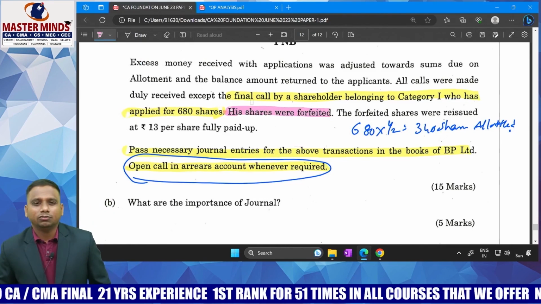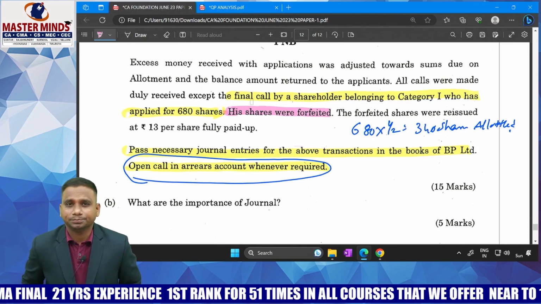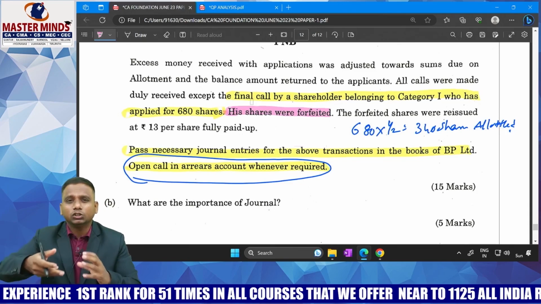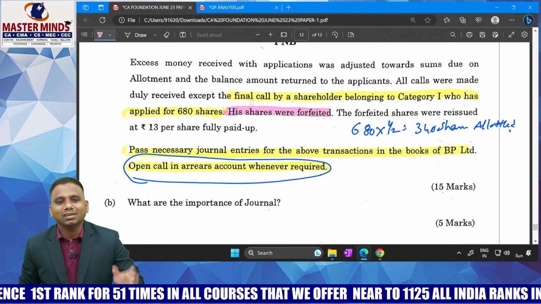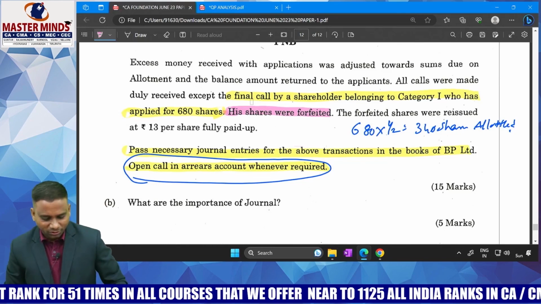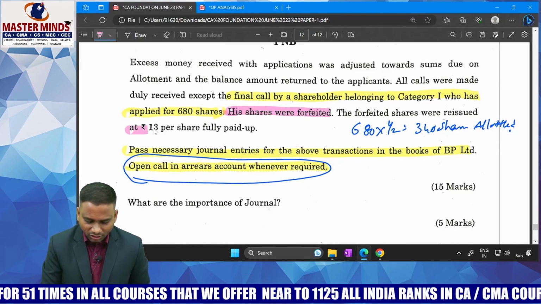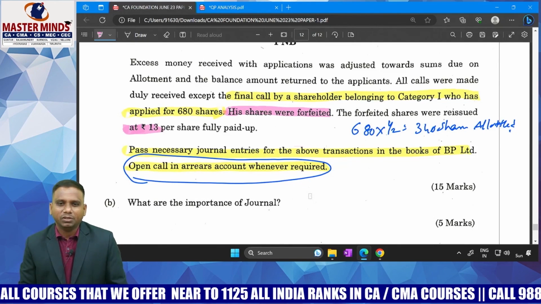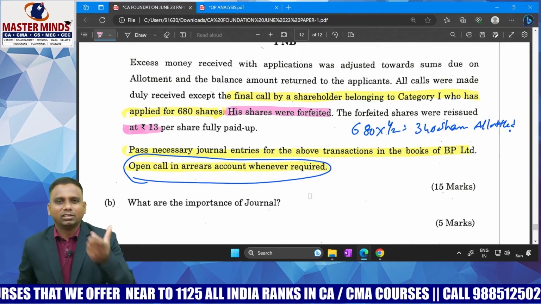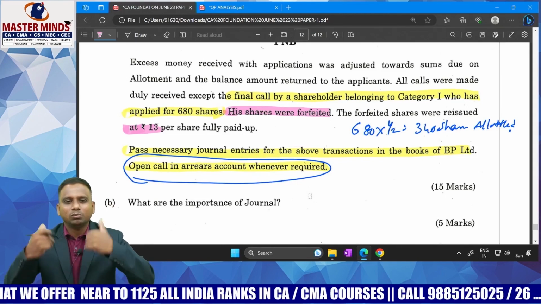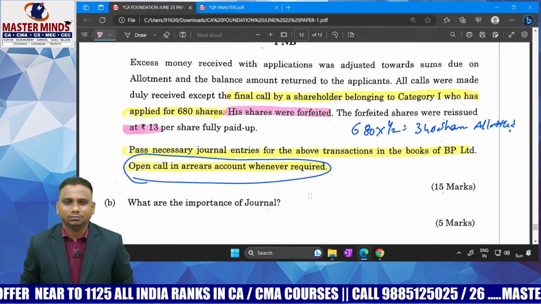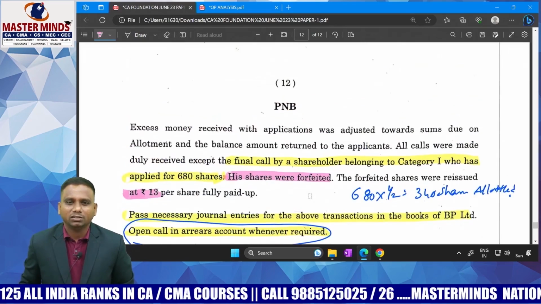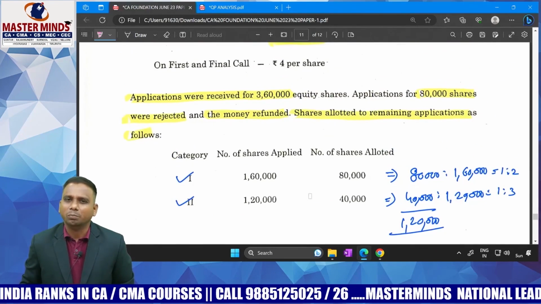At the time of forfeiture of shares, we should check whether these forfeited shares are reissued at par, premium or discount. This is an important concept here. The forfeited shares were reissued at 13. That means we reissued at a premium only. So whatever amount we have in the share forfeited account, the total amount we transfer to capital reserve. That's it. As per my knowledge this is a simple question, students. You may answer easily. Actually, this type of problem we have in our material.